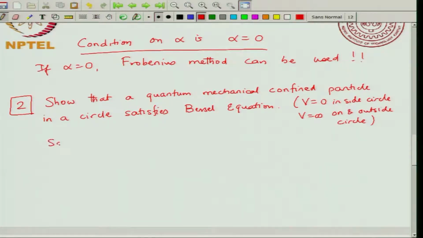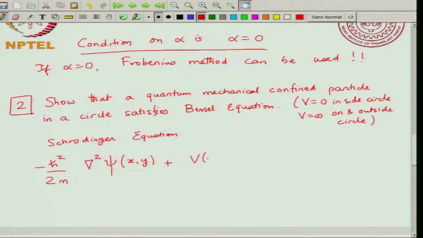So, your Schrodinger equation, now you have minus h bar square by 2m, and you have a Laplacian. I will just write it as del square psi, where psi is a function of x y. So, I will write this plus V of x y psi of x y is equal to E times psi of x y. So, this is the Schrodinger equation.